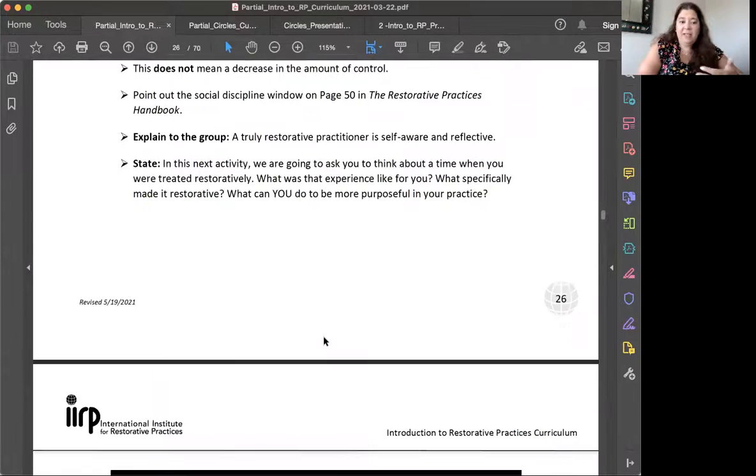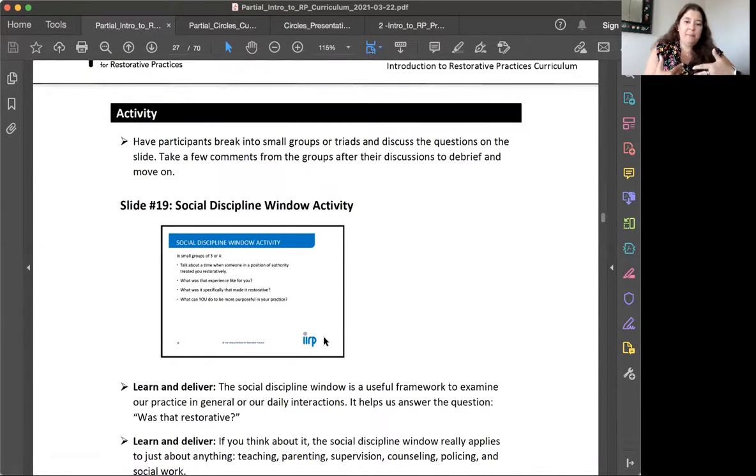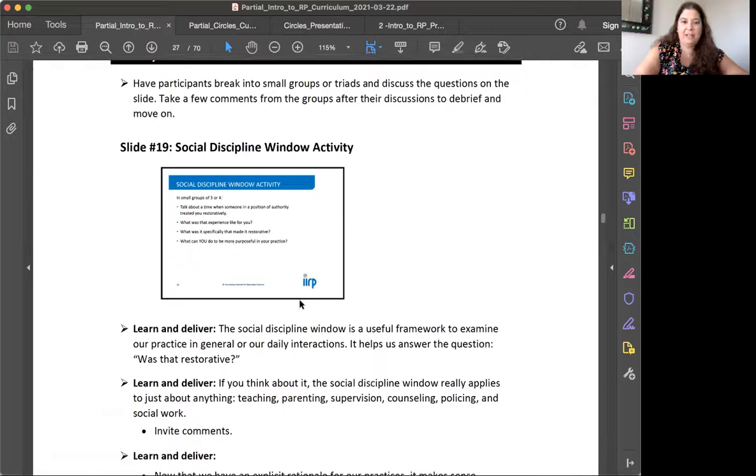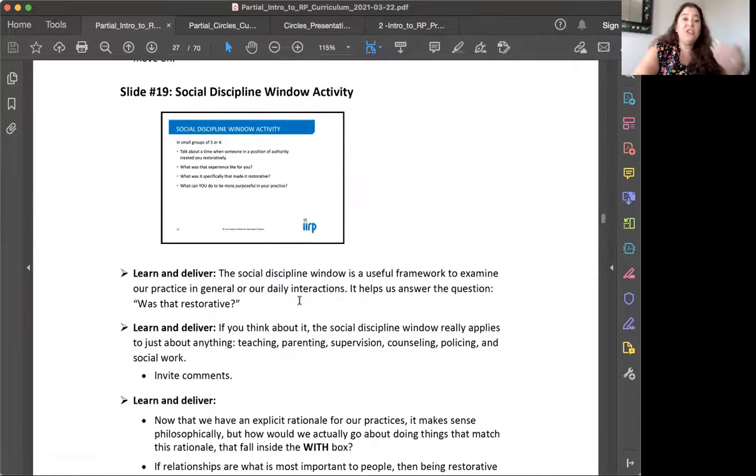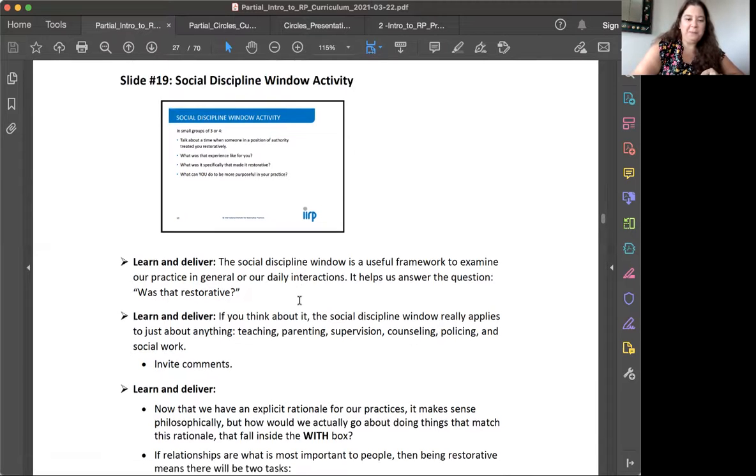So once we've explored this information, the first activity is a bit of just a reflection. And again, if you're doing this online, you can do these in small breakouts. If you're doing this in person, you can just have folks get together in small groups. But this first activity is just going back to that person they were thinking about earlier. Who's the person in a position of authority that you respected the most? What was that like for you? What made it restorative? And then how do you become more purposeful in your practice? So again, sticking with that theme of explicit practice and really being clear about our why.